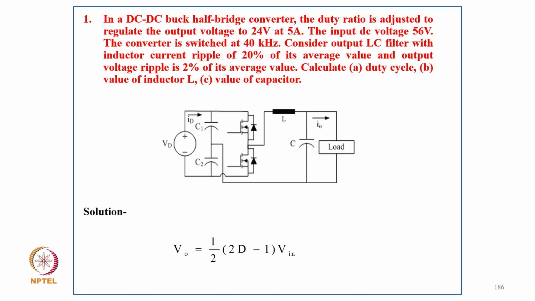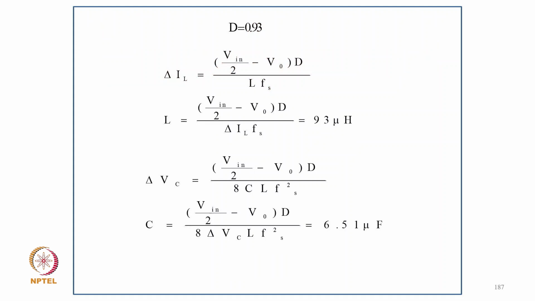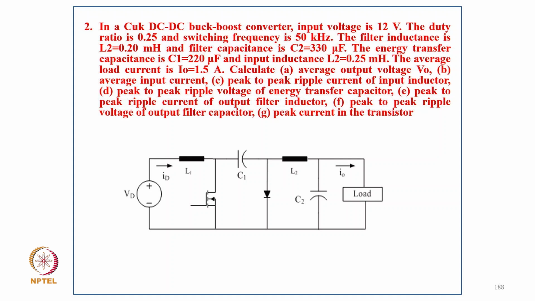So here the relation for the half-bridge buck converter is V = (2D - 1) Vin, from which we find D comes out to 0.93. And delta IL = (Vin/2 - V) / (2DLf), so we get L = 93 microhenry. For the capacitor, delta VC = (Vin/2 - Vo) D / (C L f²). Putting in the values, C comes to 6.51 microfarad for the given frequency.